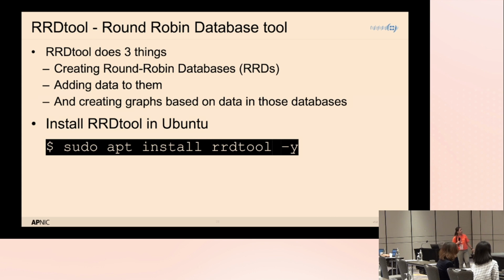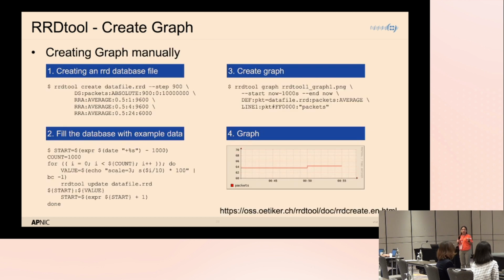This is one way to test it out: install RRDtool on a Linux machine. This is a very simple command that we use for installing a package. We'll use apt-get install rrdtool on your Linux box, and we will be able to run RRDtool from the command line.